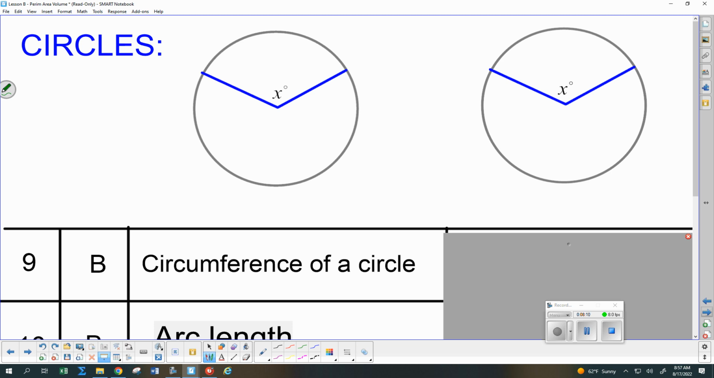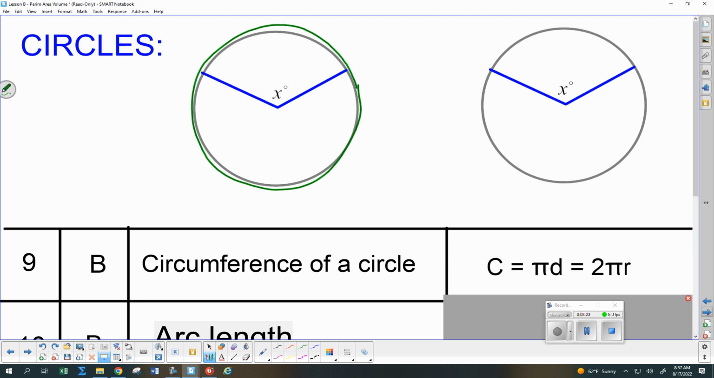Yep, it's the perimeter. It is how far, if we go all the way around the edge of the circle. If we need to take a piece of string and put it along there, how long would the total piece of string have to be?